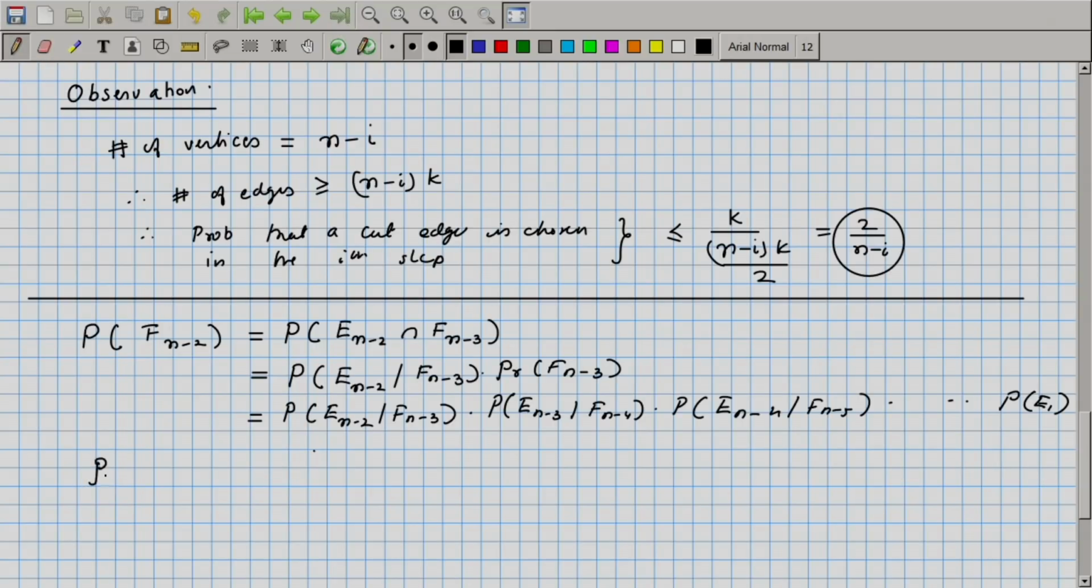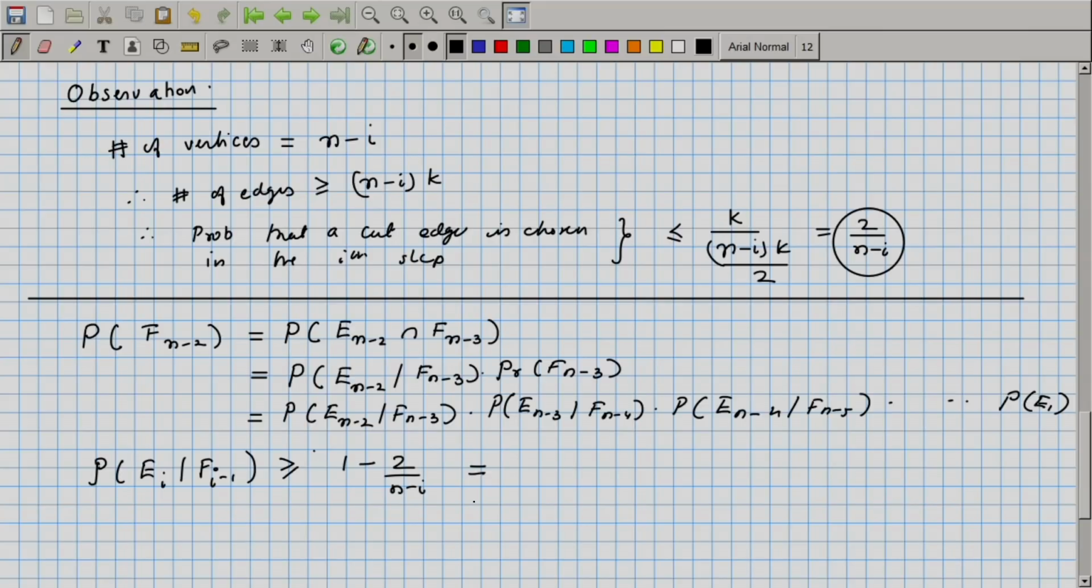So, what is the probability of E_i given F_{i-1}? This is the probability that the edge chosen is a proper edge, is not a cut edge belonging to C, given that no cut edge belonging to C has been chosen so far. So, this probability is surely greater than 1 minus 2 by n minus i.